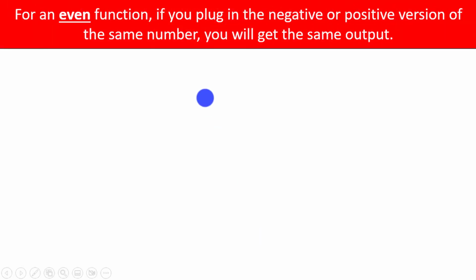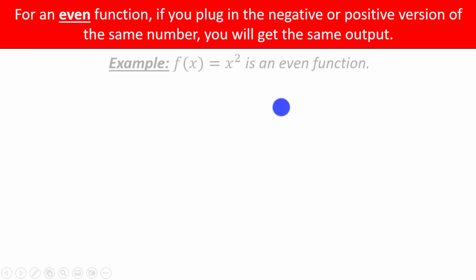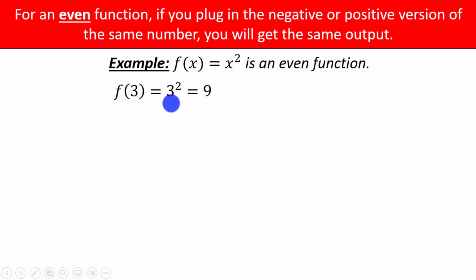For an even function, if you plug in the negative or positive version of the same number, you will get the exact same output. For example, f of x is equal to x squared is an even function. If you plug in 3 into this function, you will get 3 squared, which is equal to 9. If you plug in the negative version of the same number, which is negative 3, you will get the exact same output, 9. Since if we plug in the negative or positive version of the same number into this function, we will get the exact same output, that means that f of x equals x squared is an even function.